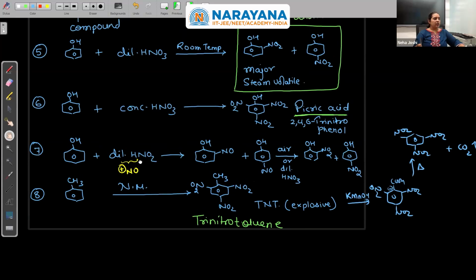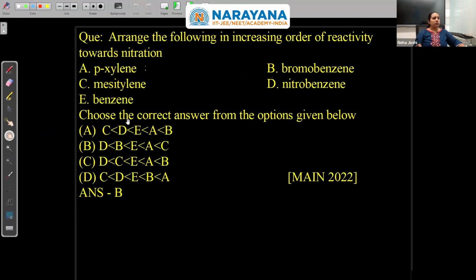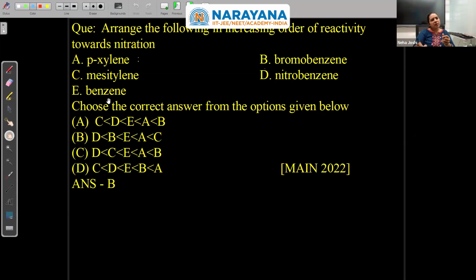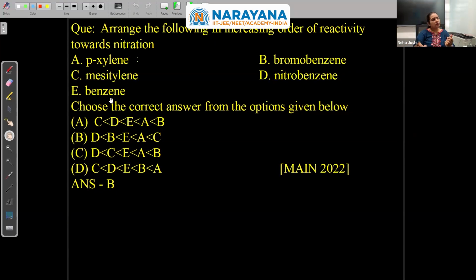Absolutely okay. Coming to some other question which appeared: arrange the following in increasing order of reactivity towards nitration. Similar questions appeared for JEE Advanced also, but a long time back. These days, these questions are getting fewer, but in Mains, yes, regular. So, in increasing order of reactivity towards nitration, first draw the structures.